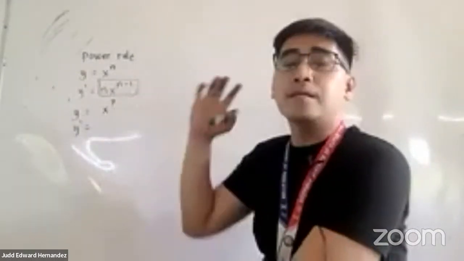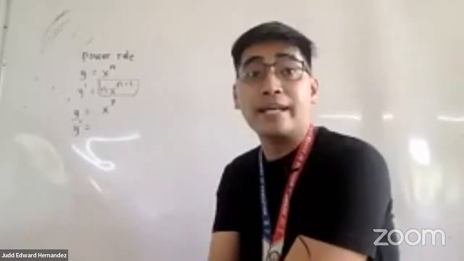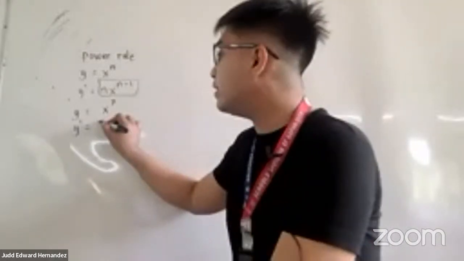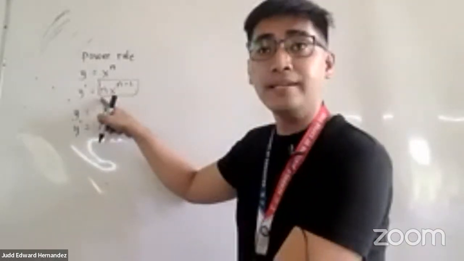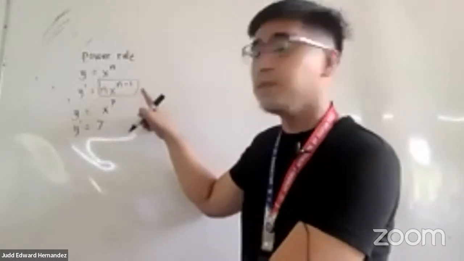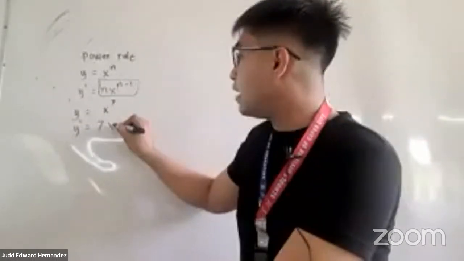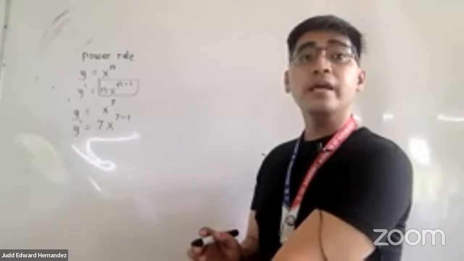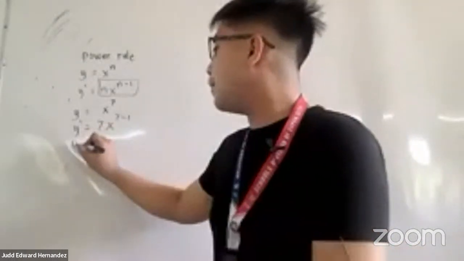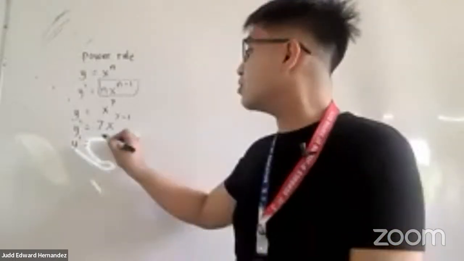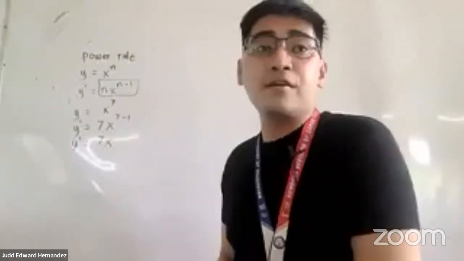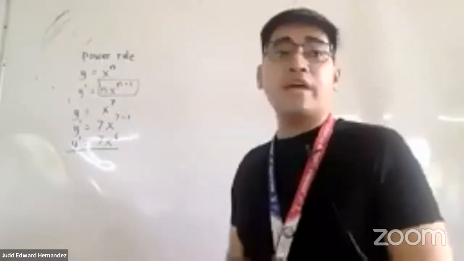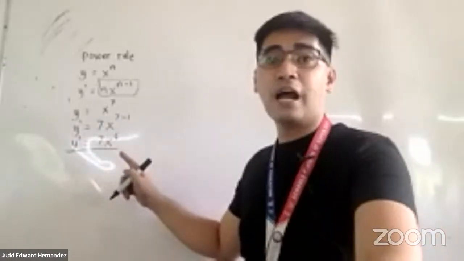Ibig sabihin, pag sinabi nating power rule, it deals with an exponent. Tatandaan natin, it deals with an exponent. Therefore, we bring down 7 kasi ang formula is n times x raised to n minus 1. Bring down 7, write down the equation which is x raised to 7, and then subtract 1 from the exponent. Therefore, simplify. Y prime now is equal to 7 x raised to what is 7 minus 1? 6 po. 6. And this is now the derivative of x raised to 7. Are we clear?